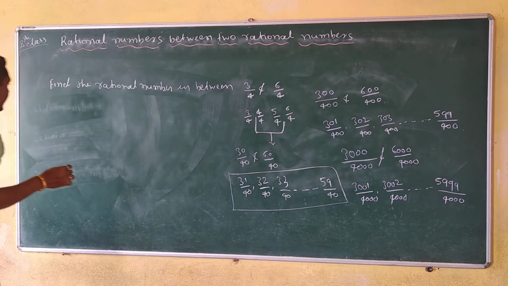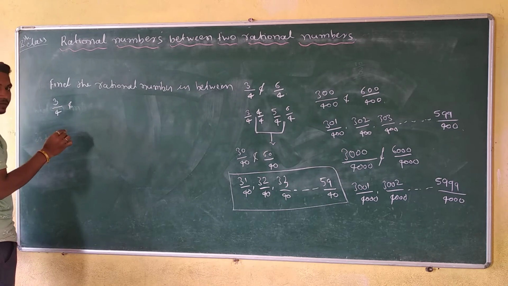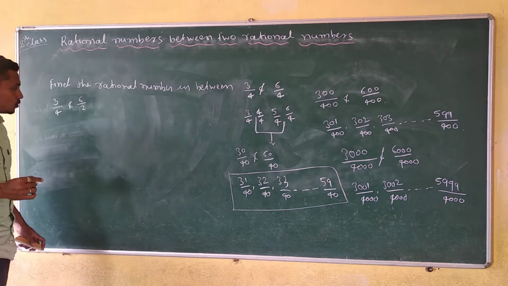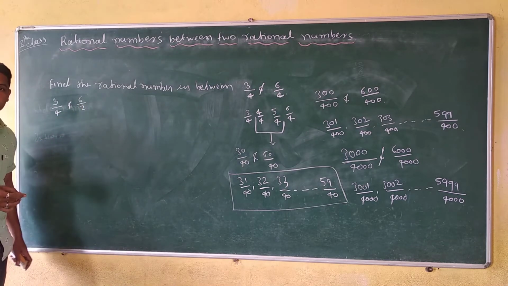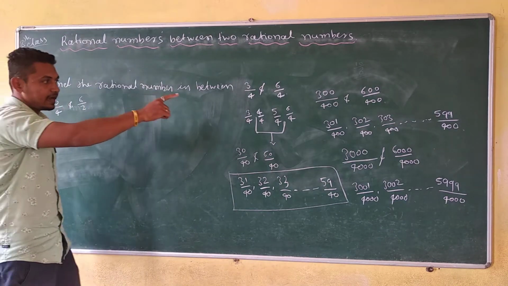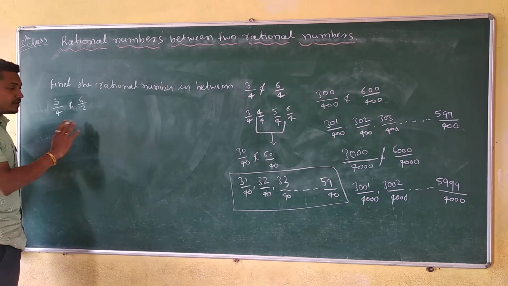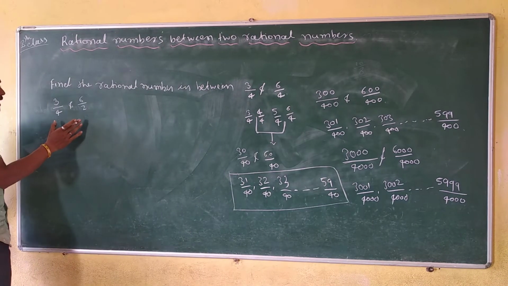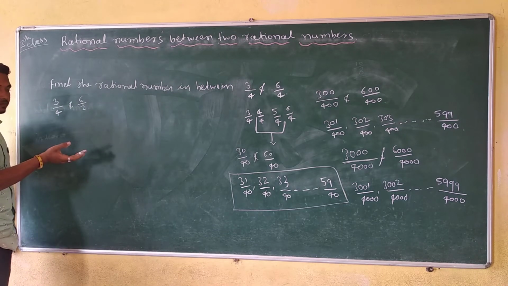Now take another example: 3 divided by 4 and 6 divided by 2. Now we have to find the rational numbers in between 3 divided by 4 and 6 divided by 2. First see here, the denominator should be the same, and then you write all these rational numbers. But in this case the denominators are different from each other. So first we have to rewrite these rational numbers converted to the same denominator.